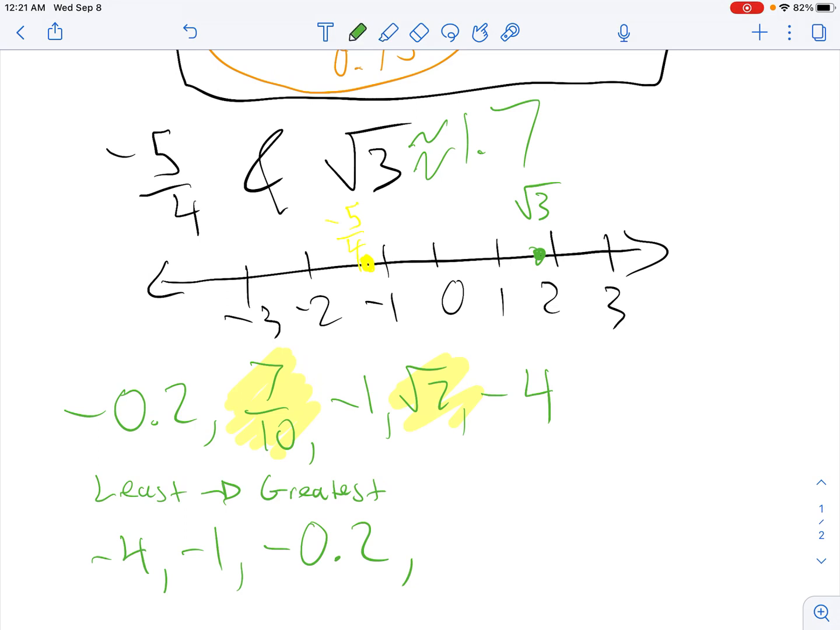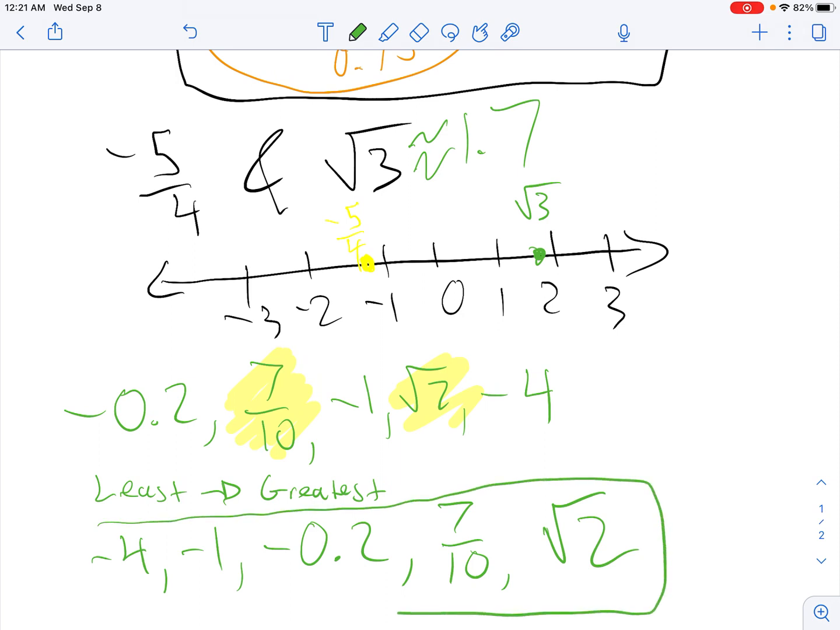And again, if I use my calculator, I find out that, hey, square root of 2 is 1.414, and it goes on forever. But 1.4 is bigger than 7/10. 7/10 is less than 1. So I know that 7/10 goes first, and then the square root of 2. And this number is actually my largest number.